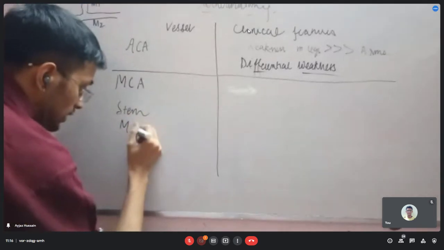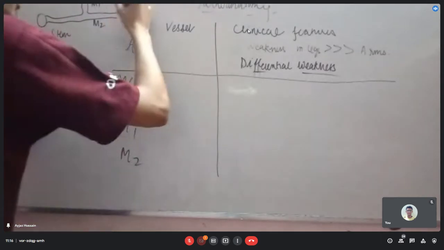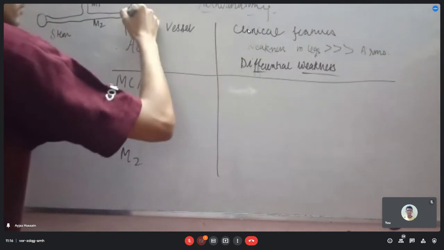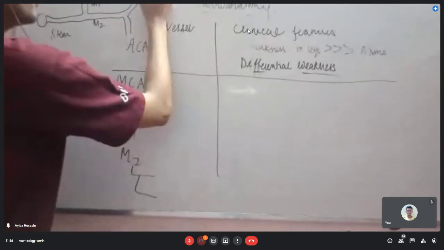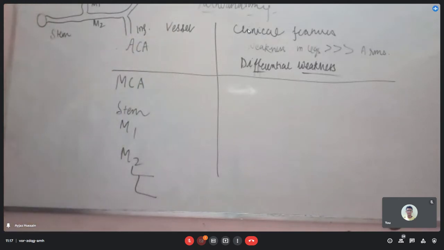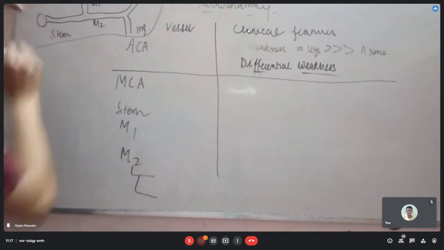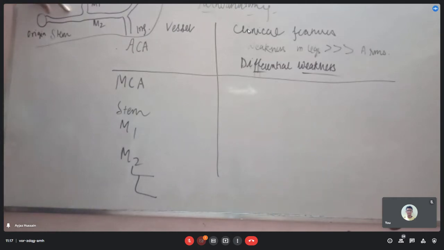Now we have two parts, the M1 division and the M2 division. The M2 division will then divide into two parts and supply the brain. So M2 has two parts, a superior division and an inferior division. Very important, very critical to understand. This is what we're talking about, the middle cerebral artery. After its origin from the internal carotid, first a stem is formed. The stem then divides into M1 and M2, and M2 divides into superior and inferior.